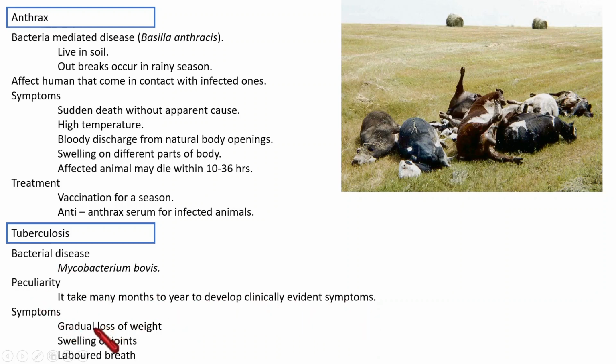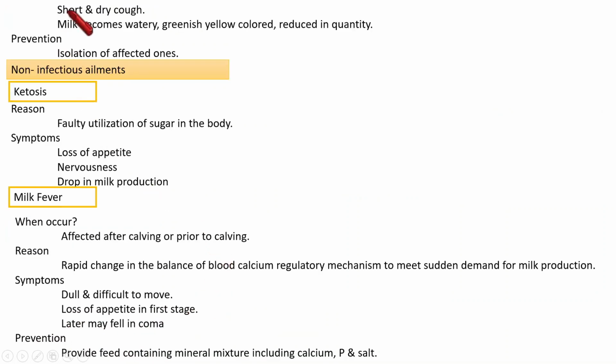What are the symptoms? Gradual loss of weight, swelling of joints, labored, meaning strainful, breath. Then two more symptoms: a short and dry cough, and the milk turns watery, greenish-yellow in color, and also reduces in quantity. How can we prevent it? Isolation of the affected ones. Okay.